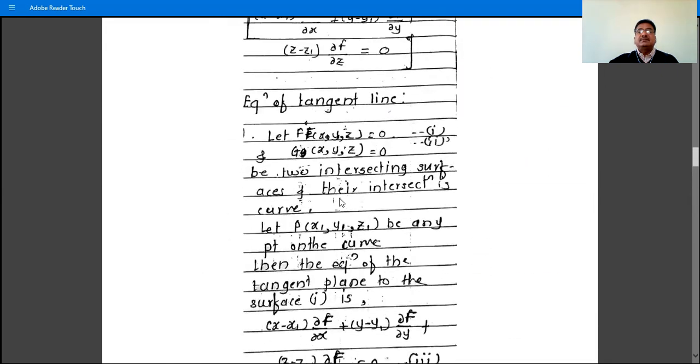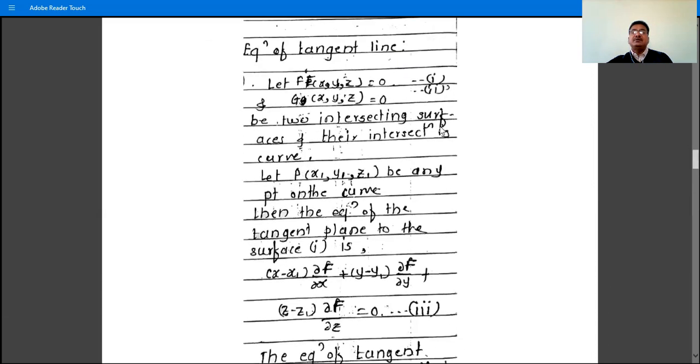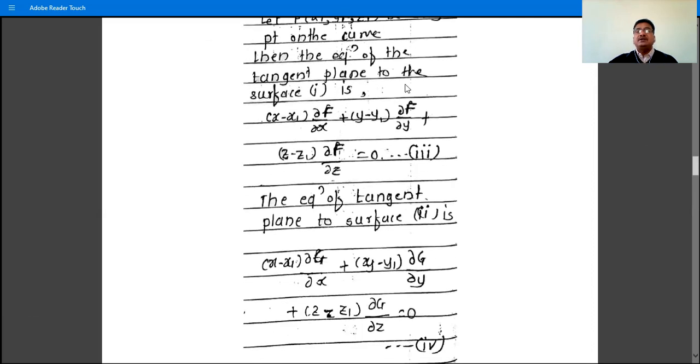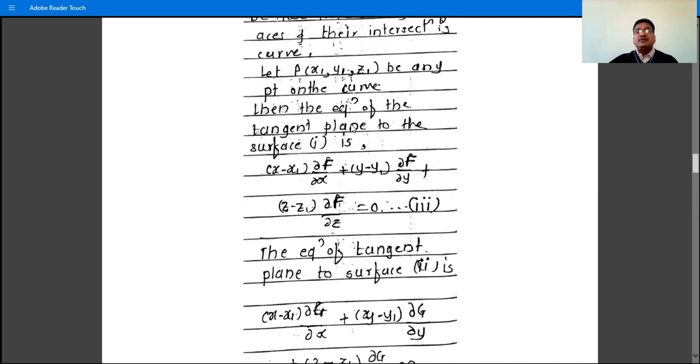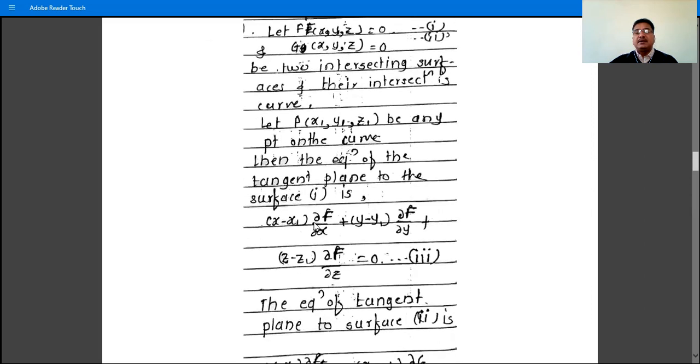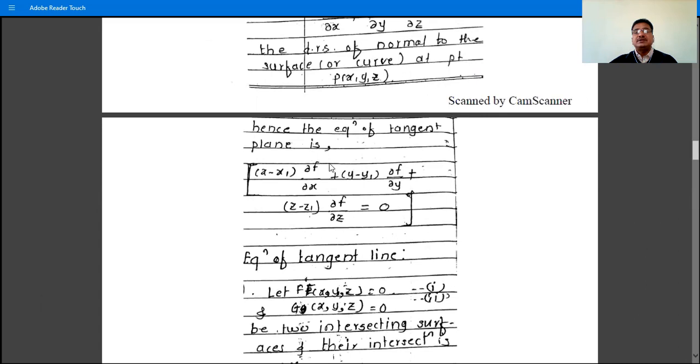Equation of tangent line. Let F(x,y,z) = 0 and G(x,y,z) = 0 be two surfaces, and their intersection is obviously a curve. Let P(x1, y1, z1) be any point on this curve. Then the equation of the tangent plane to surface 1 is (x - x1) ∂F/∂x + (y - y1) ∂F/∂y + (z - z1) ∂F/∂z = 0.